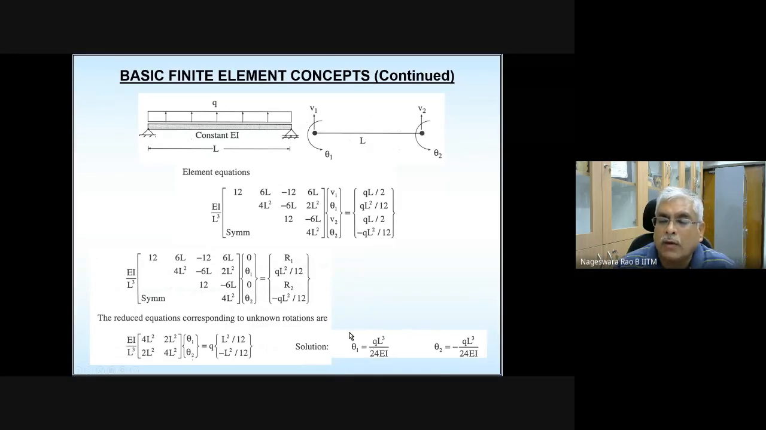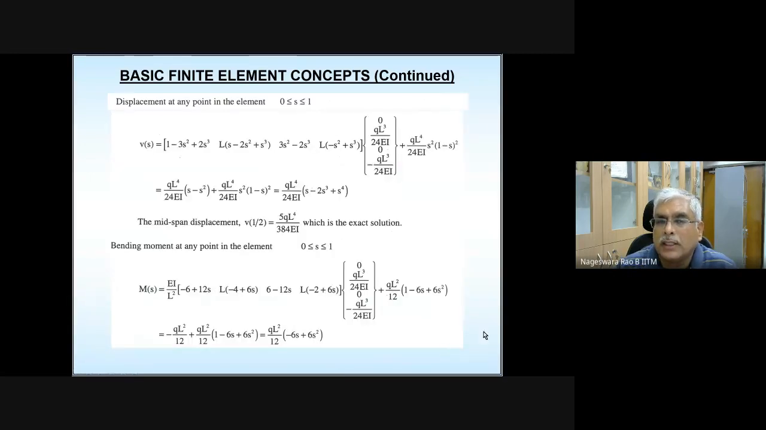Now coming back to this problem, you got the nodal values for the simply supported beam subjected to uniformly distributed load acting in the upward direction. V1, V2 are 0, theta 1, theta 2 are given by this. So now you can do interpolation. Displacement at any point along the length of the beam is given by this: shape functions multiplied by the nodal values.